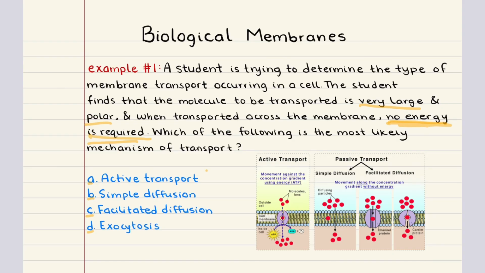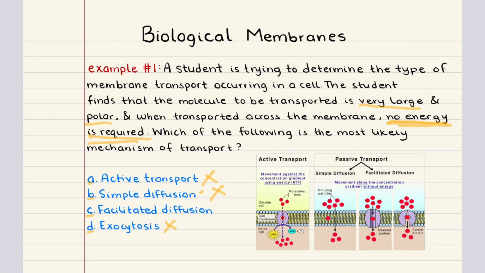This tells us that this is not active transport, because active transport always requires energy input, usually in the form of ATP or an ion gradient. If no energy is used, then we're talking about a passive process. So that narrows it down to simple diffusion or facilitated diffusion. Simple diffusion works only for small nonpolar molecules like oxygen or carbon dioxide that can pass directly through the membrane. But our molecule is large and polar, so it can't use simple diffusion.